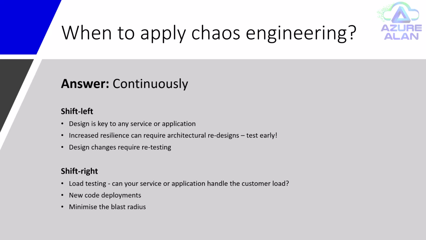So shifting left is at the design phase. Design is obviously key to any service or application that you might be deploying. So you want to make sure that you're testing right at the very start here. As you may know, with Azure, getting increased resilience and increased high availability can often require architectural redesigns. So you may need to redeploy some components. So it is very important to identify these issues early on. So testing early in the development lifecycle is very important. Design changes always require retesting. So every time you make a design change to your application or to your system, you do want to retest again. So it is very important to test right at the very start.